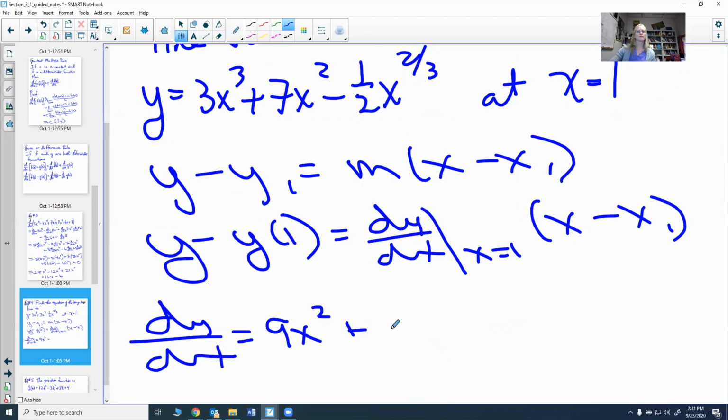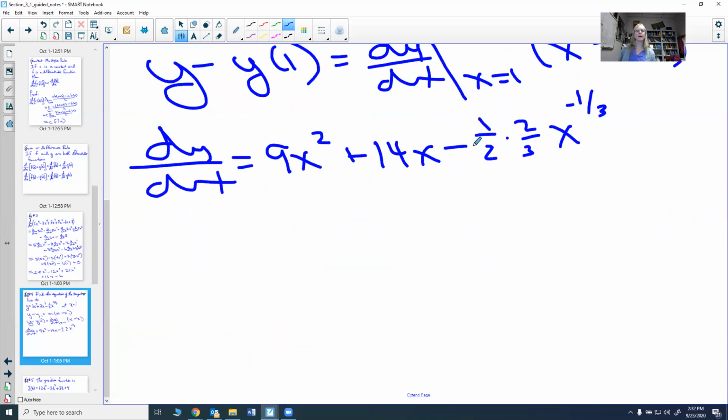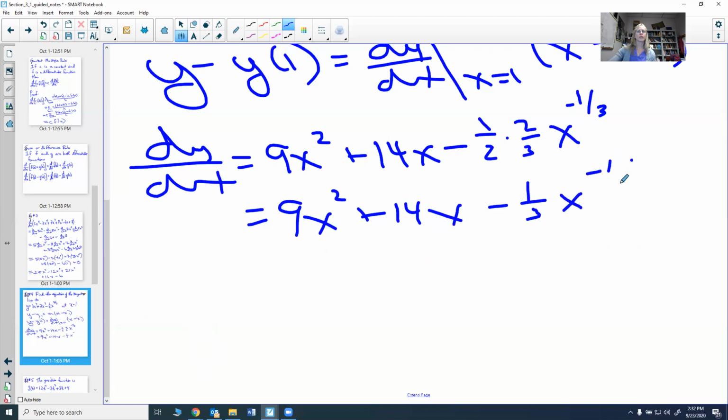plus 7 times 2 is 14x, minus, now this one I'll write out, minus 1/2 times 2/3 x to the minus 1/3. Again, 2/3 minus 1, 2/3 minus 3/3 is negative 1/3. I wrote it that way just because sometimes we have trouble with fractions. So I just want to make sure you saw what's happening. I bring the power down, then I multiply. So I know that my derivative is 9x squared plus 14x minus 1/3 x to the negative 1/3.